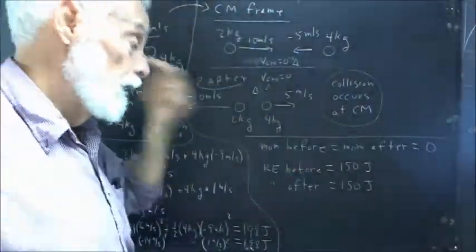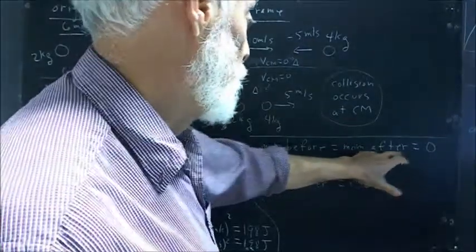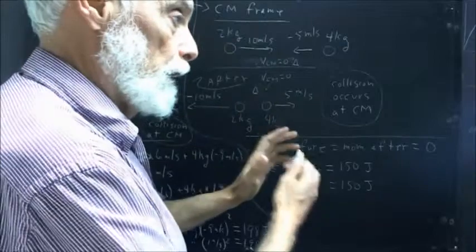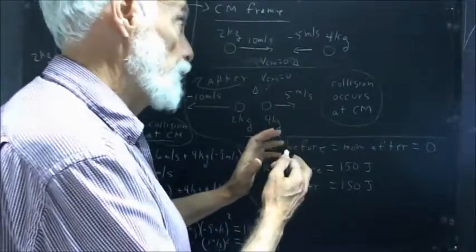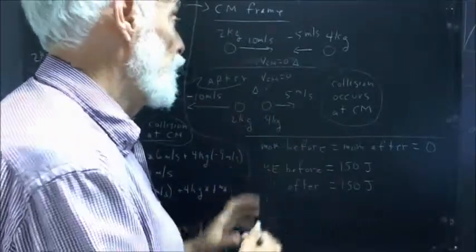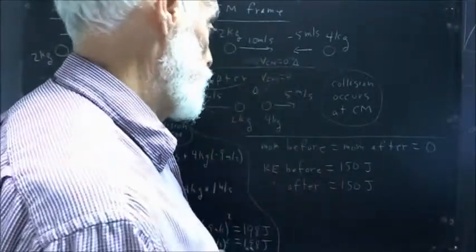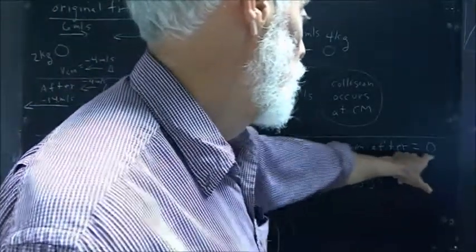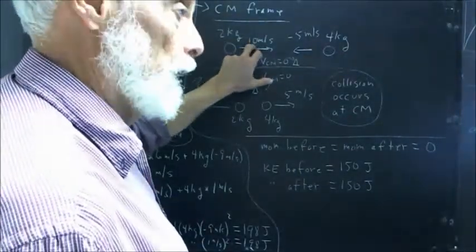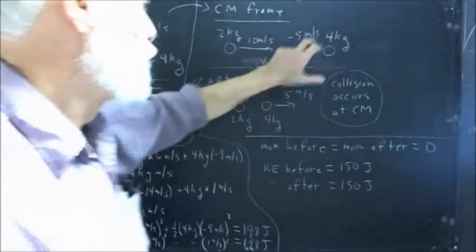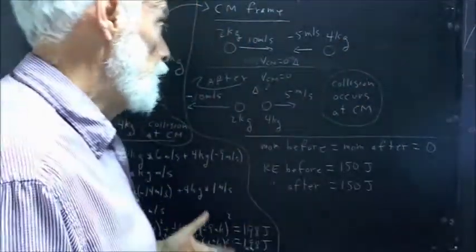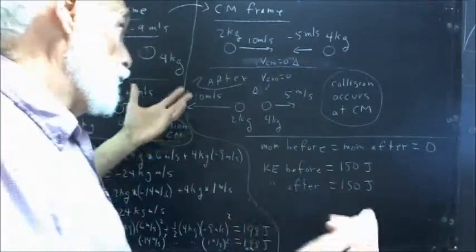So in the center of mass frame, the momentum before equals the momentum after, which is 0, because after the collision, everything is at the center of mass. And since it's at the center of mass and stays at the center of mass, it has 0 velocity with respect to the center of mass. So the momentum before and after is 0. Of course, you can plug in the numbers. 2 kilograms times 10 meters per second is 20 kilogram meters per second. Negative 5 meters per second times 4 kilograms is negative 20 kilogram meters per second. When you add those, you get 0.